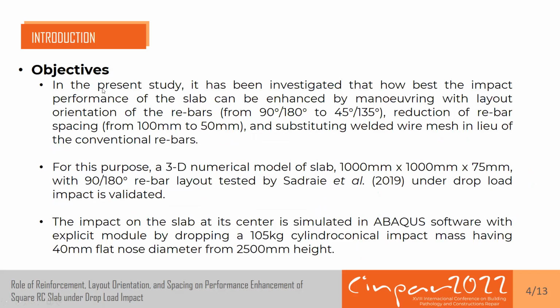Objectives of my study: in the present work, it has been investigated how best the impact performance of the slab can be improved by changing the layout of the reinforcement from 90/180 to 45/135. Other one is by reducing the spacing of the reinforcement from 100 to 50 mm, and third one is substituting welded wire steel mesh in lieu of conventional steel rebar mesh.